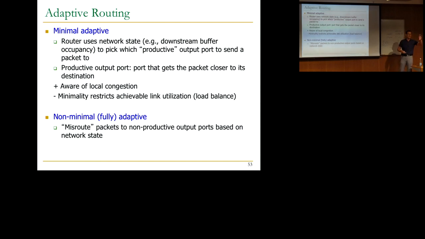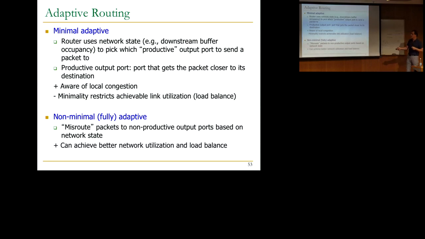Now you're using your network in a much better manner in terms of load balance, right? These links may be unutilized. Maybe you have a lot of contention on this side, but if you go around this way, you actually get to your destination better. The upside is you get better network utilization and load balance. The downside is you now need to guarantee livelock freedom, because you cannot keep misrouting forever, right? How do you ensure that the packet eventually gets to its destination?